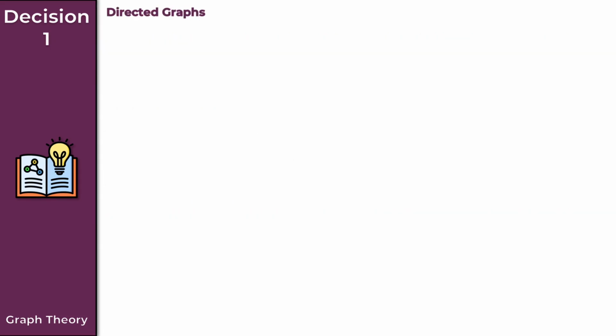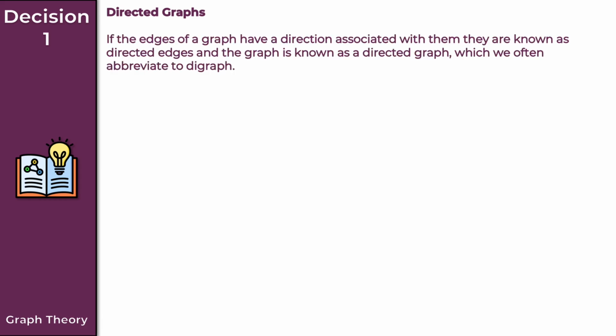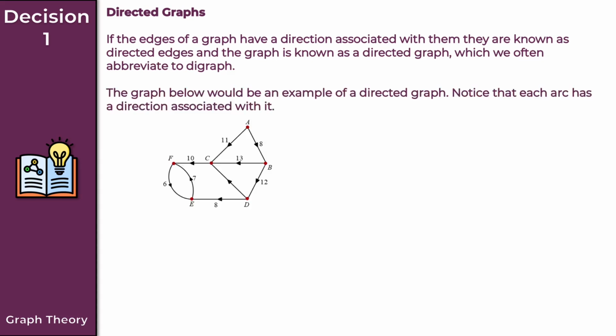And now for the very last section here then, we have directed graphs. So if the edges of a graph have a direction associated with them, they are known as directed edges. And the graph is known as a directed graph, which we often just abbreviate to digraph. And the graph below here would be an example of a directed graph. And just notice here then that each arc has a direction associated with it, right? As you can see here, indicated by the arrows.